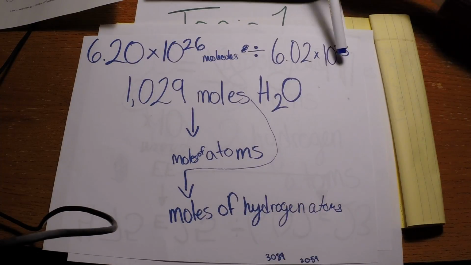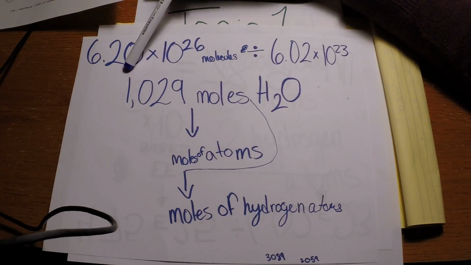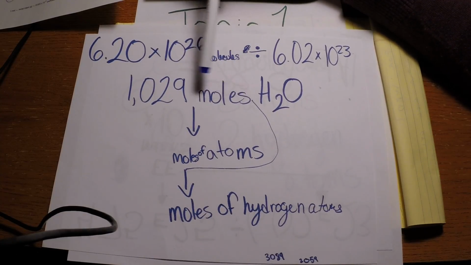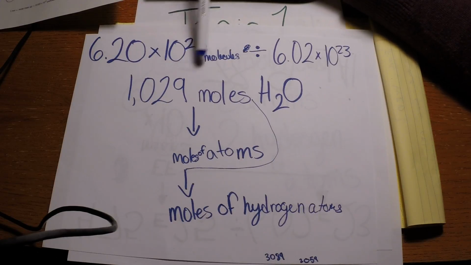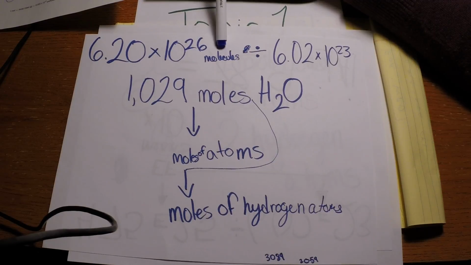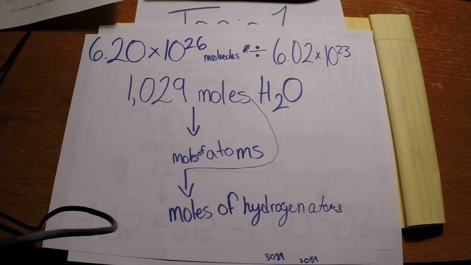So when I do that calculation, I get 1,029 moles. So what I could do is calculate how many molecules, atoms, and then hydrogen atoms there are in here, and then divide each of those numbers by 6.02 times 10 to the 23rd. But I've seen people do it a little bit more fluidly with a little less math.